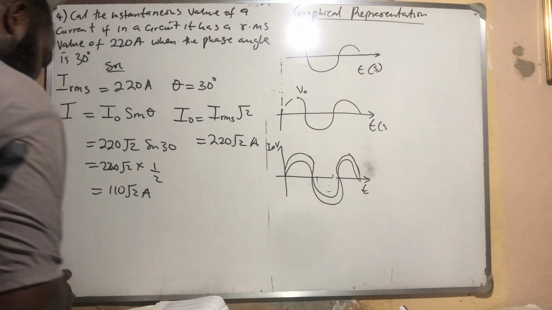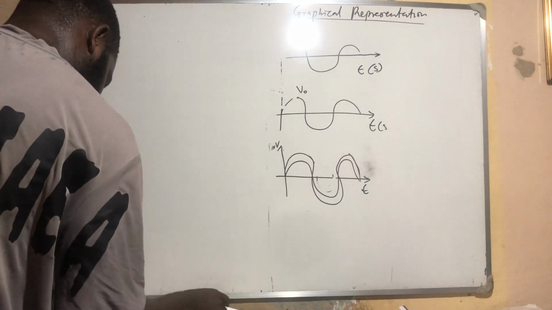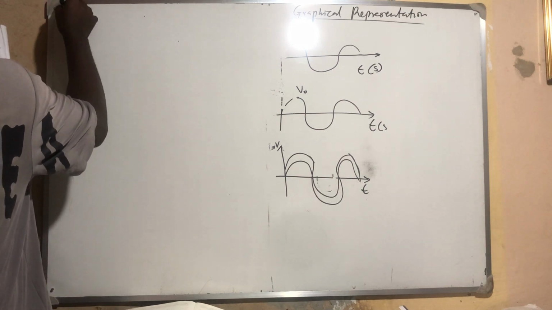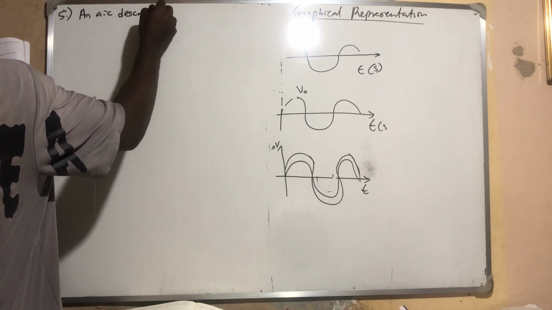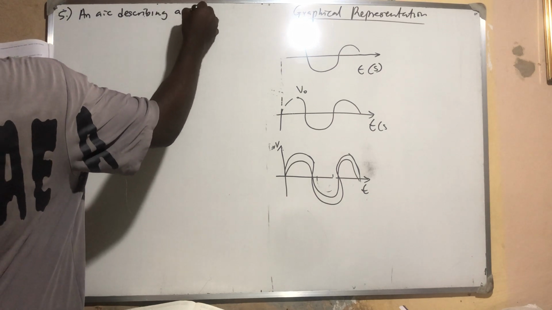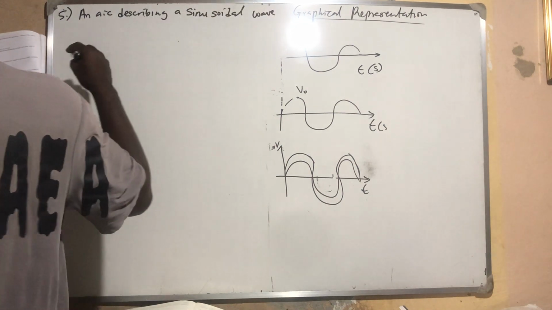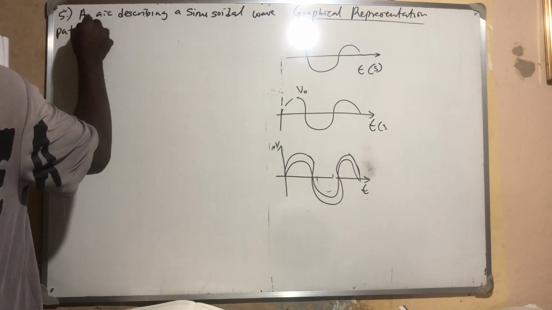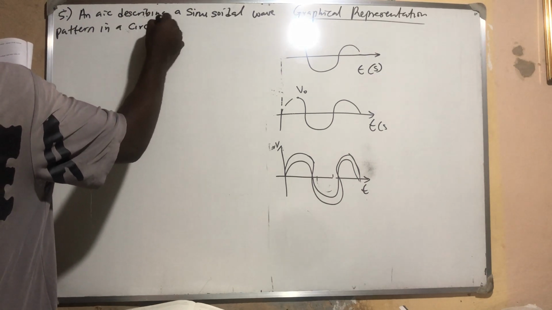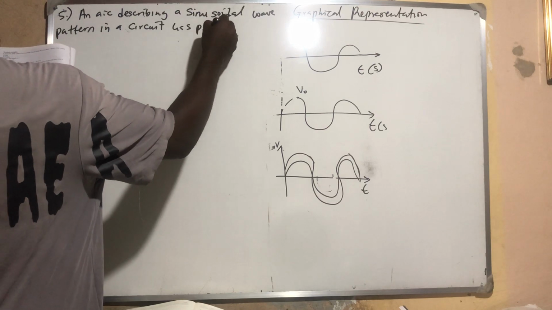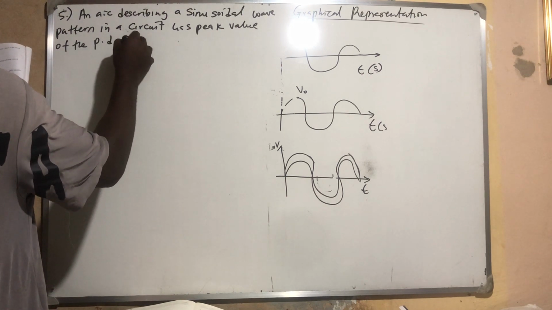So the next question, question number 5. Question number 5 said, an AC describing a sinusoidal wave pattern in a circuit has peak value of the potential difference as 180 volts.